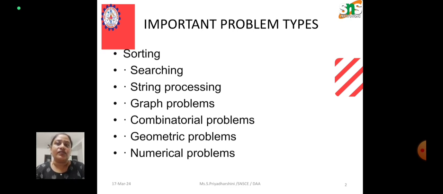In this section, we are going to introduce the most important problem types: sorting, searching, string processing, graph problems, combinatorial problems, geometric problems, and numerical problems. These problems are used in subsequent chapters. So let's start with the important problem types in detail, one by one.